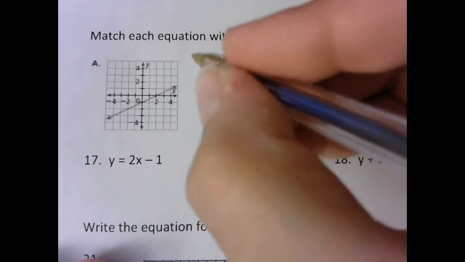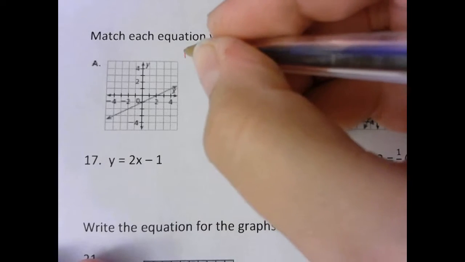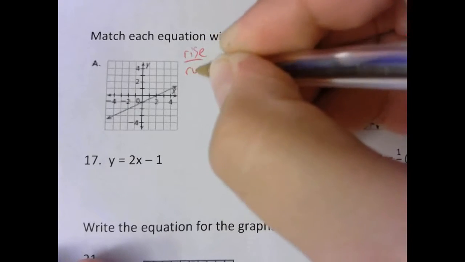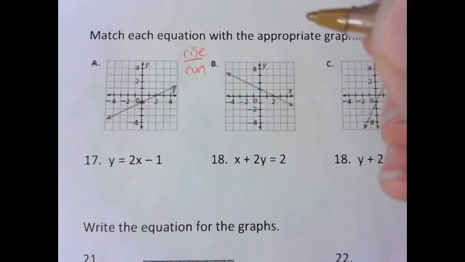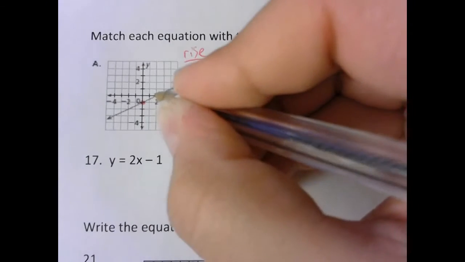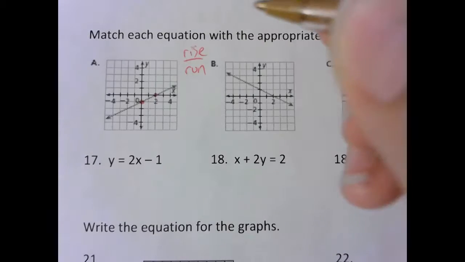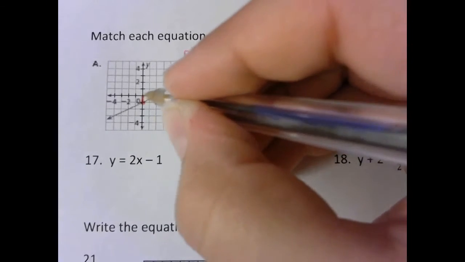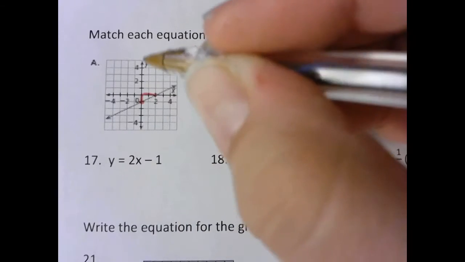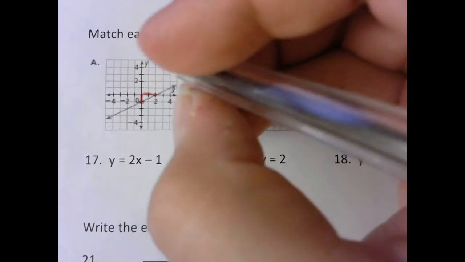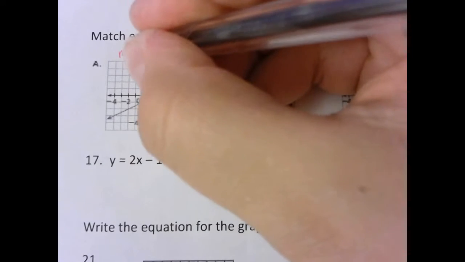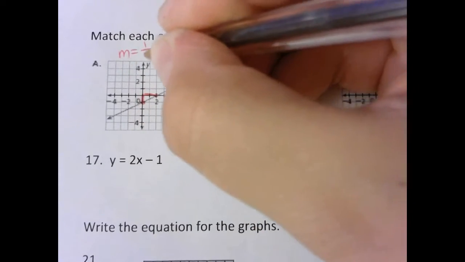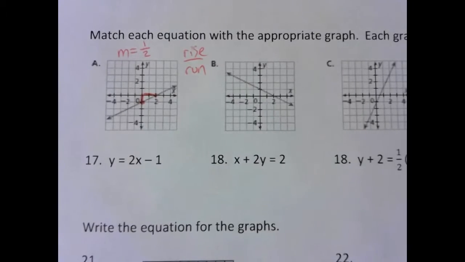Slope is always rise over run. Let's see what we get when we do rise over run. So I'm going to go from this point to, let's see, this is a good point. That looks good. So to go from those 2 points, I went up 1 and then over 2. Notice I went up, so that's positive. To the right, that's positive. So the slope on A is 1/2. Beautiful.